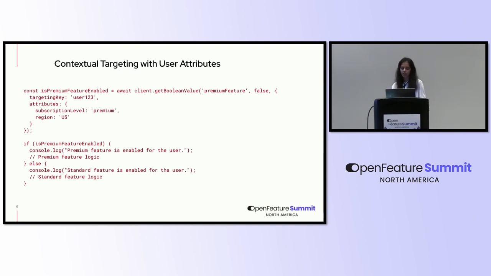Then again, we have the attributes as we used earlier, but here those are different. Subscription level is premium, which is an attribute that specifies that the user has a premium subscription level. Region is set to US. So this condition allows the code to handle the scenario where the premium feature is enabled separately from when it's disabled, right? It provides a way to control different logic paths depending on whether the user should access the premium feature or not.